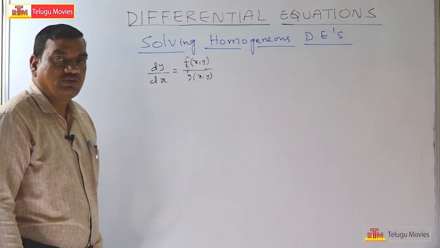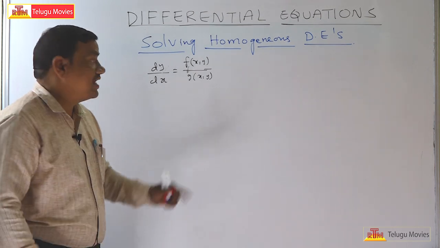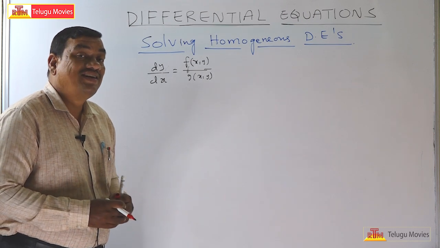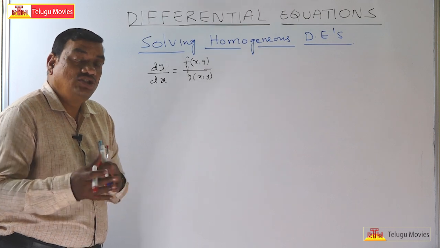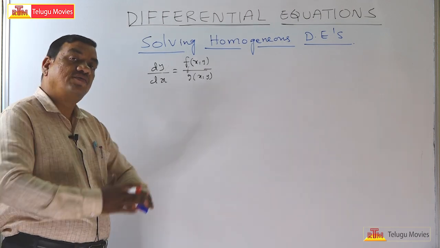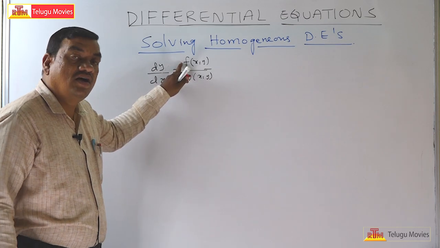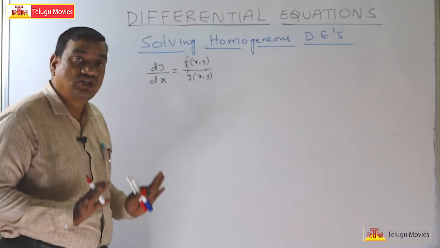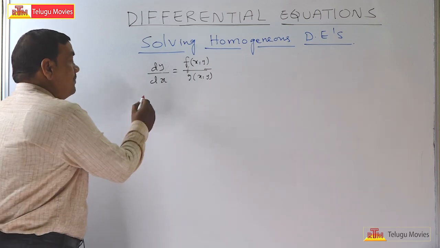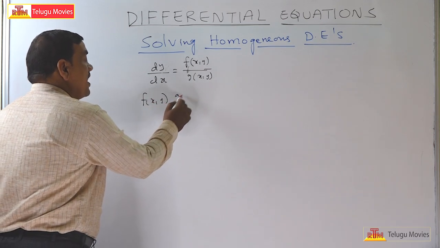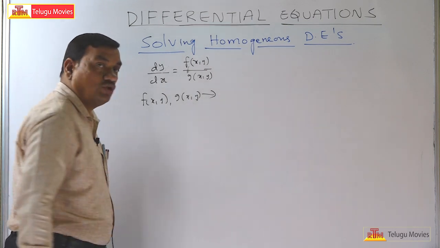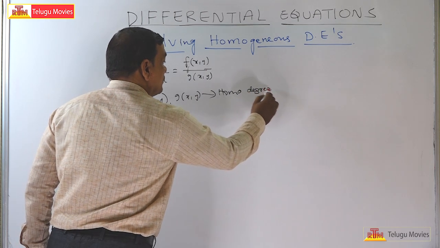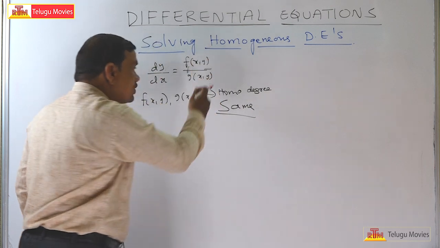Now you may ask one doubt: sir, in the previous class you said that dy by dx is equal to capital F of x, y, where capital F of x, y is a homogeneous function of degree 0. Yes, I am also saying that, and both definitions are the same. So the numerator function and the denominator function should both be homogeneous functions of the same degree.